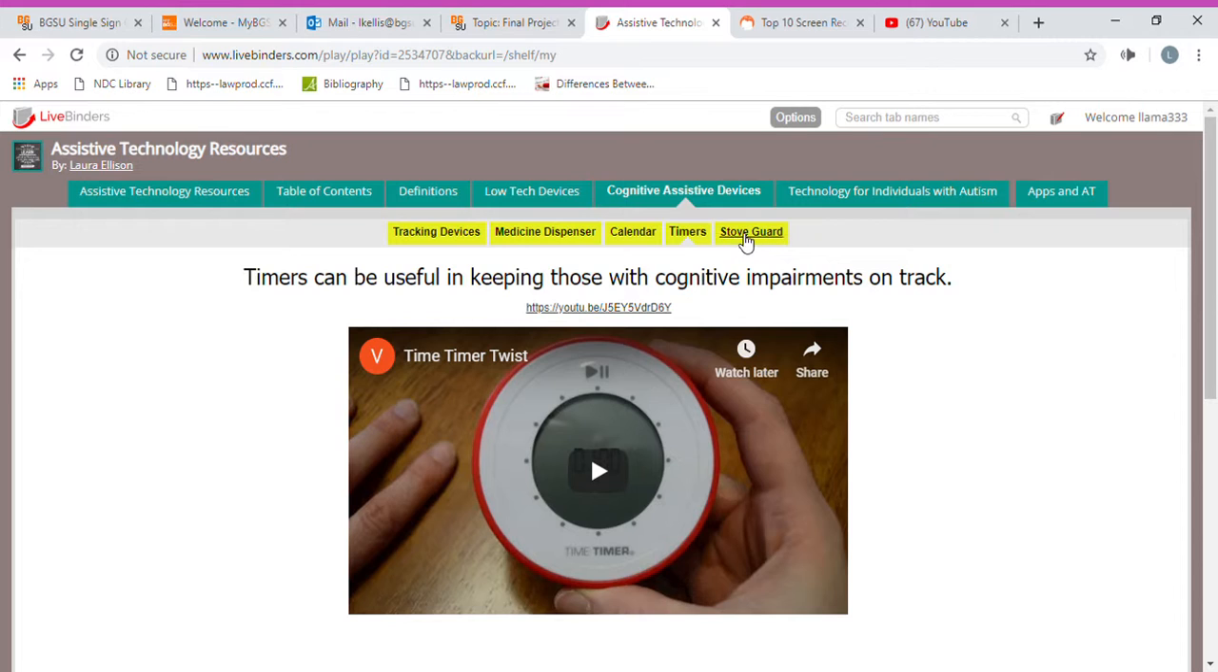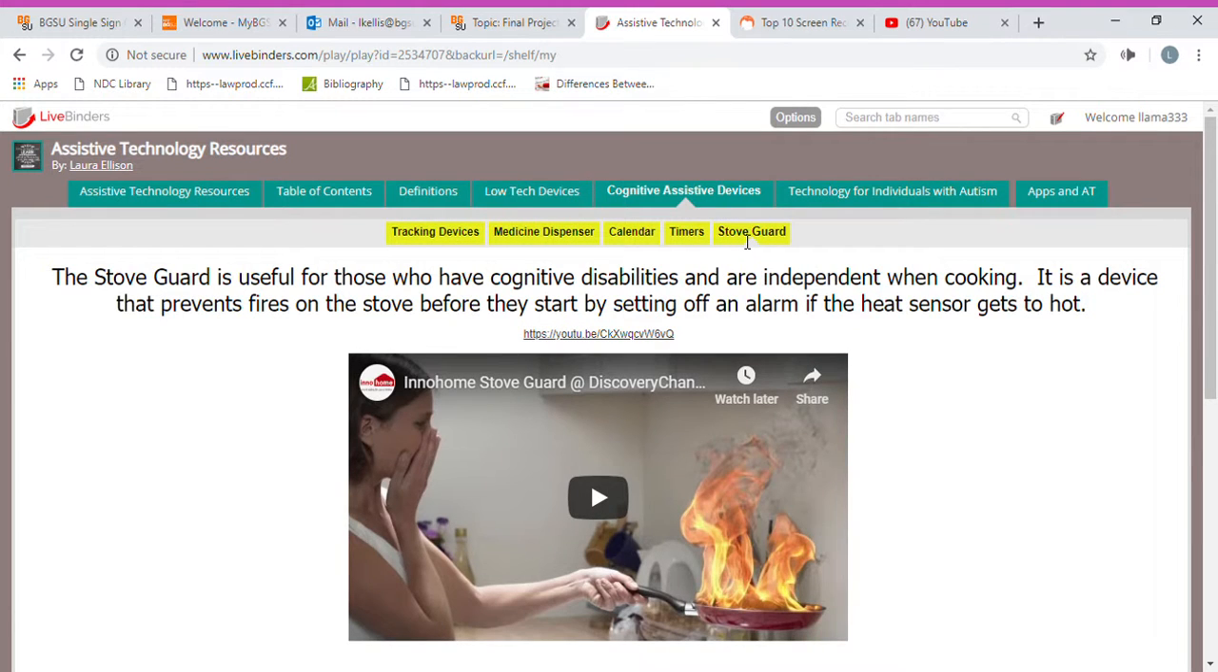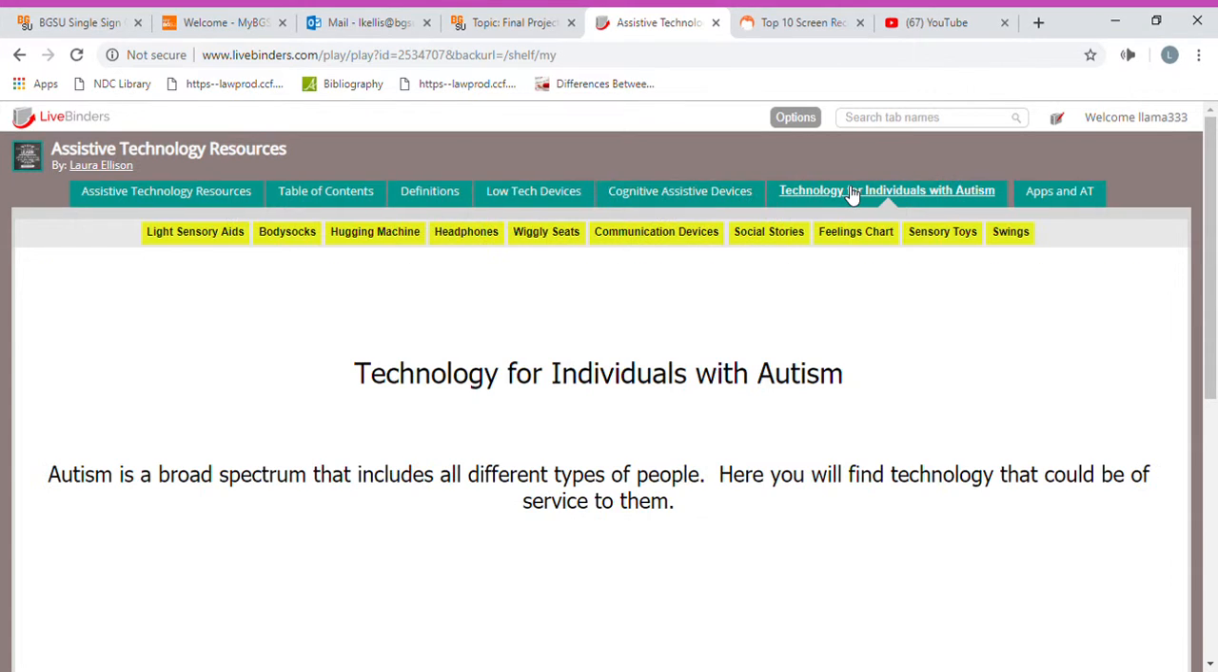Stove guard is an instrument that goes above the stove for our independent students who may be learning to cook. Instead, it senses a fire before it happens. If the heat sensor gets too hot, an alarm will go off.